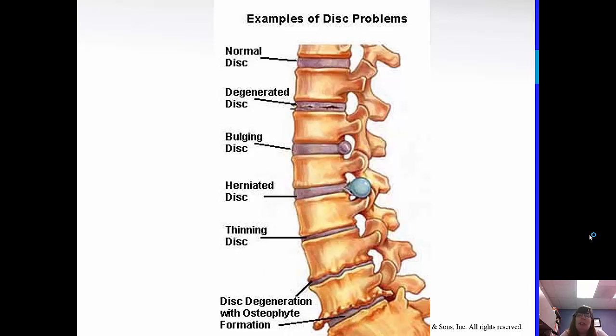And then you have disc degeneration with osteophyte formation. What's going to be happening there is the disc is actually being replaced with bone. So that's going to be very painful eventually because you're going to lose all of your flexibility and you're basically going to have bone on bone.